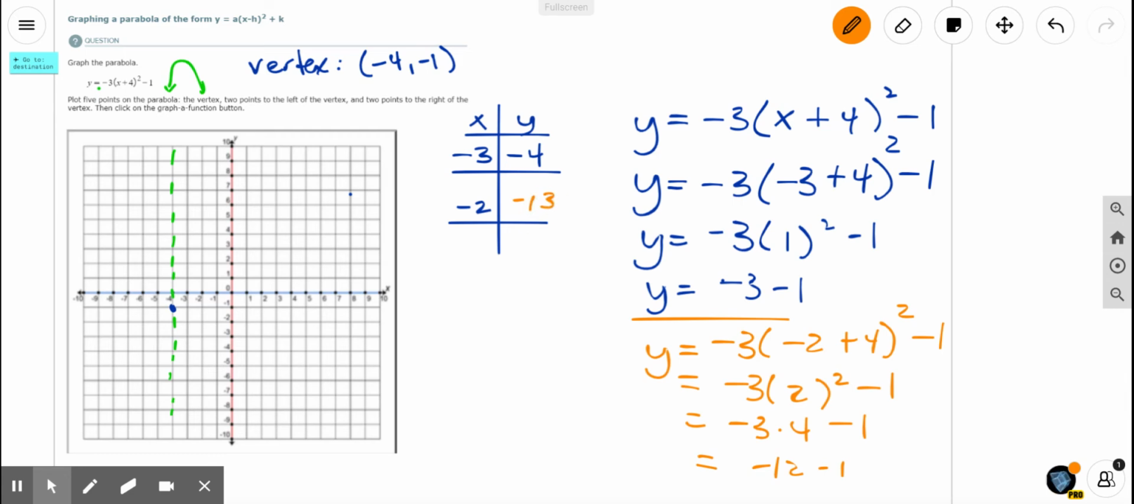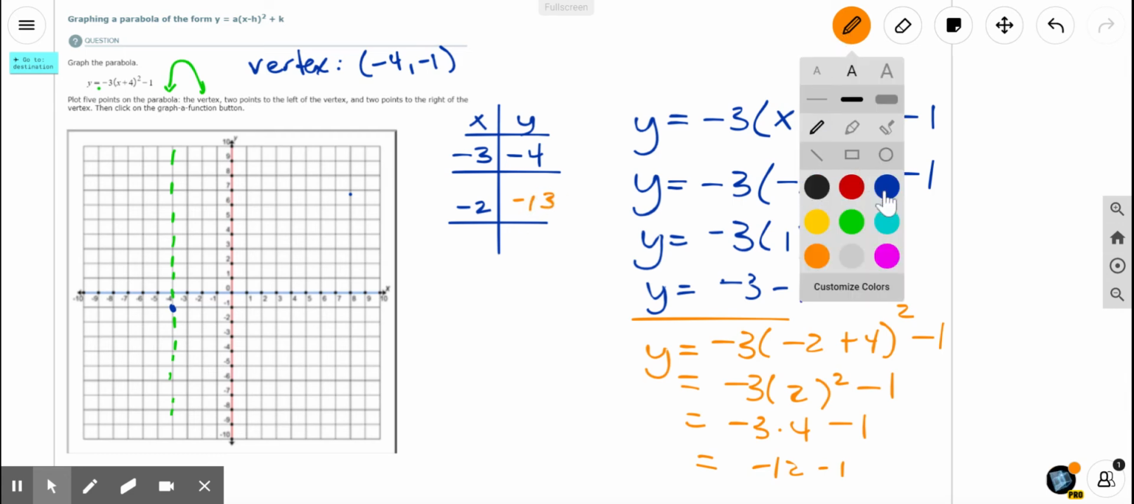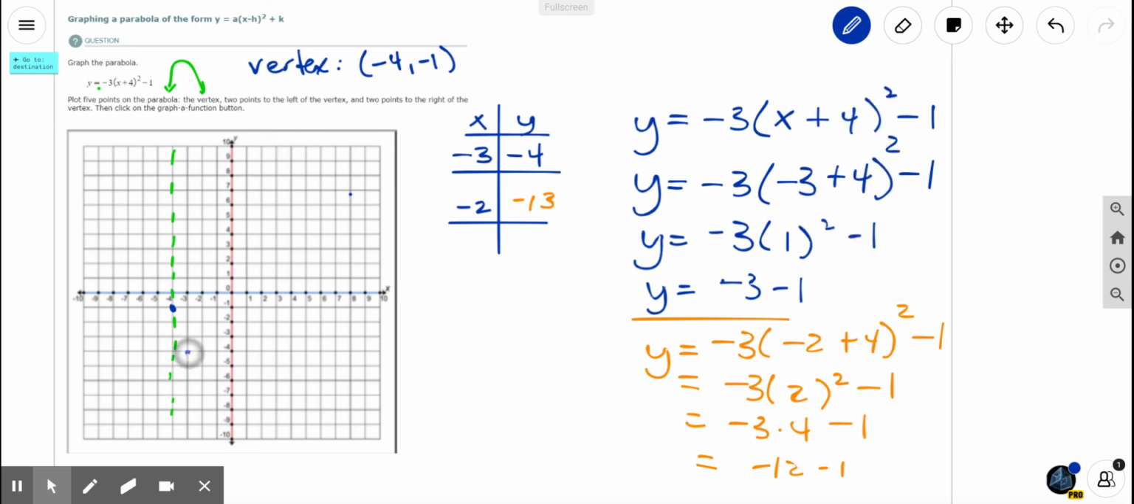Okay, and let's see if this makes actual sense. So let's go -3, -4. That makes sense, right? Okay, and then we're going to go -2, -13, which is way down here. Then we're going to reflect it to the other side, and then way down here. Okay, then you connect it.